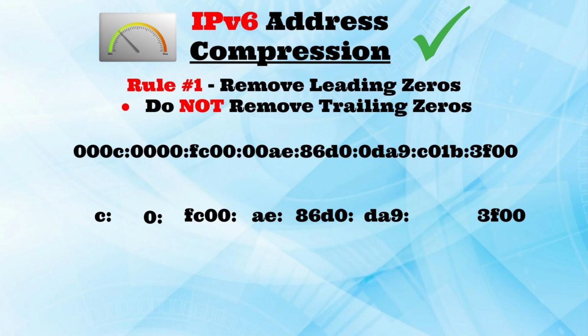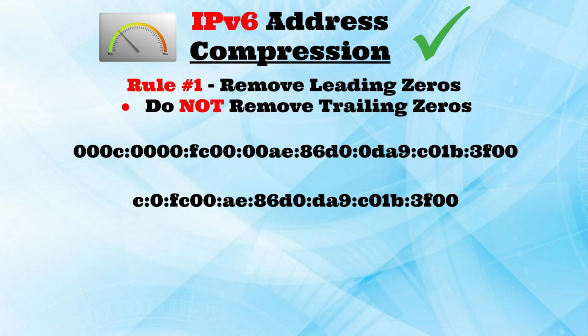If the rule doesn't apply to a hextet, then simply bring the number down. As you can see, all the leading zeros in each hextet have been removed. This already shortens this address a decent amount. Let's move on to the second compression rule with a new IPv6 address.